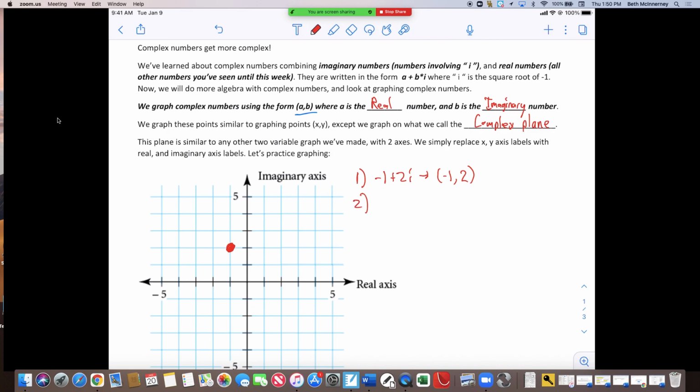So we're going to graph a few more points just so that we can get the hang of this. So we're going to have -2 minus i. Can someone tell me what the notation is for this? How we would write it? -2, -1. Perfect. Thank you. And then we would graph that just the same. -2 on the real axis, -1 on the imaginary axis.